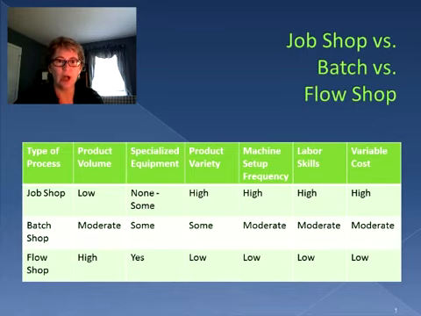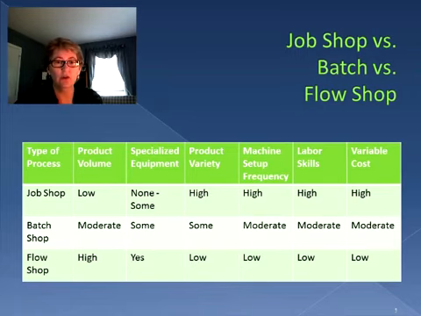For the flow shop, we're going to get a lot of items out because we have specialized equipment. But that means we're making one product. We cannot have a lot of variety to it. It also means that we don't set up machines frequently because all of the equipment is designed for a particular product. And because of that, we don't need very highly skilled employees because they only have to know how to work that machine for that particular product, which also means your variable cost gets lowered.